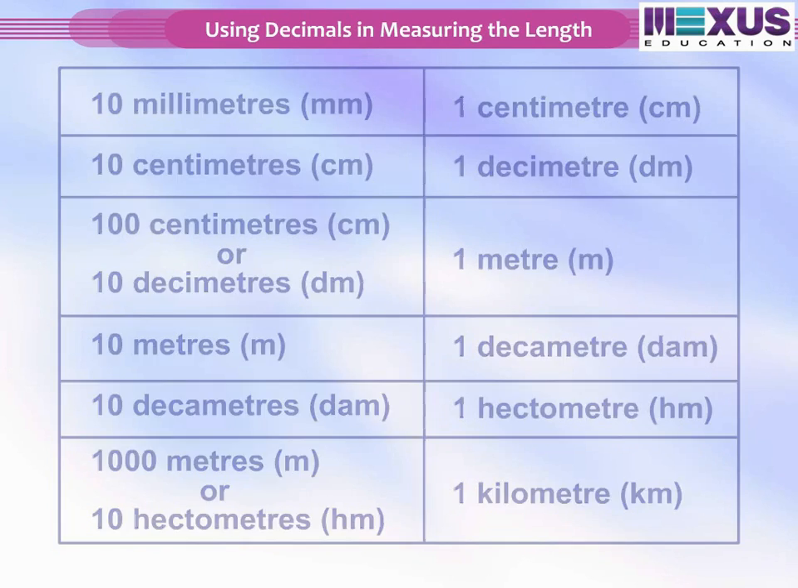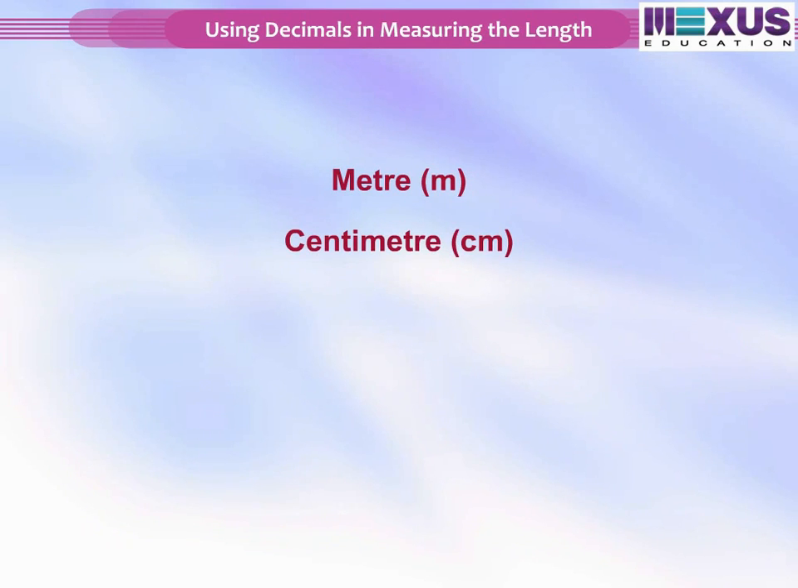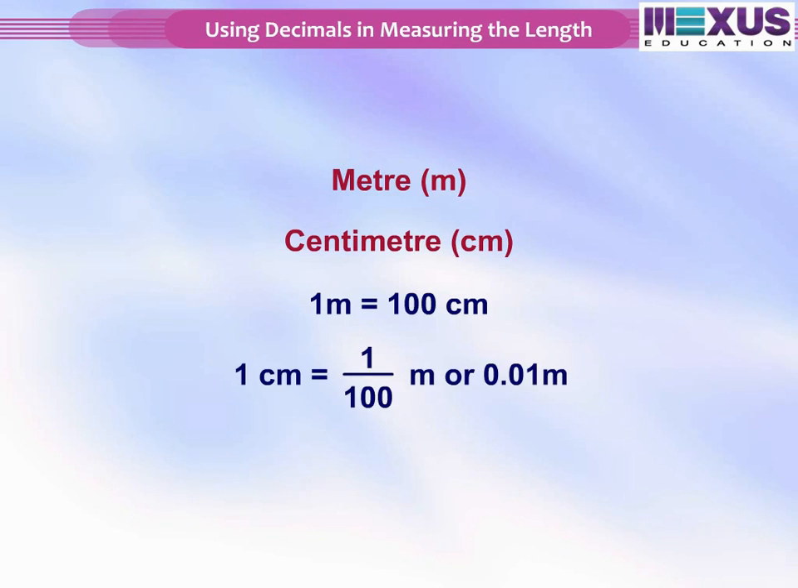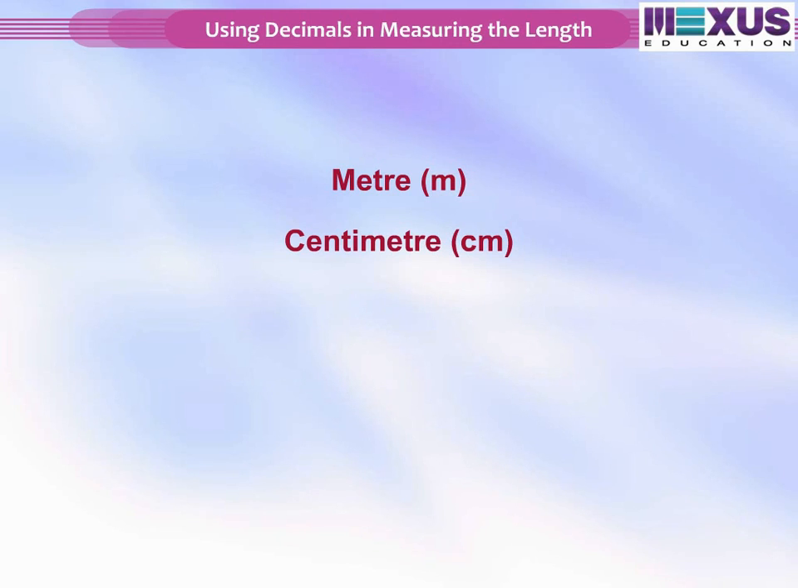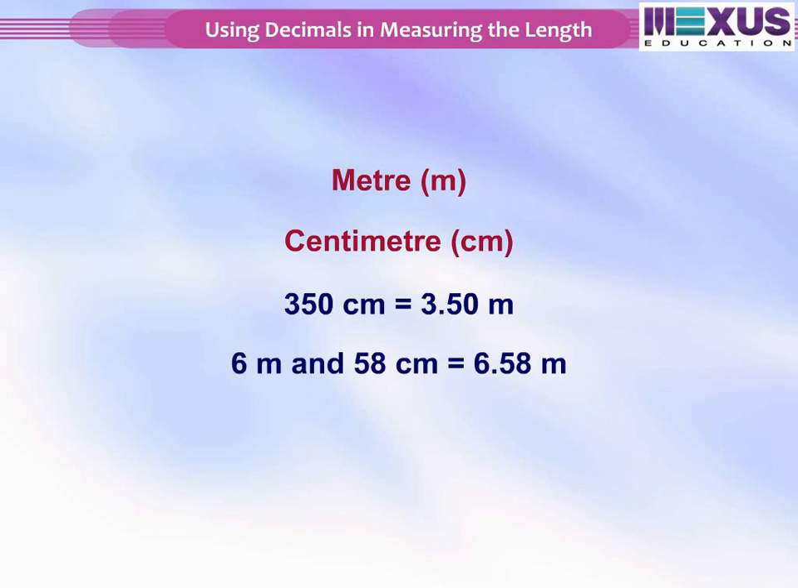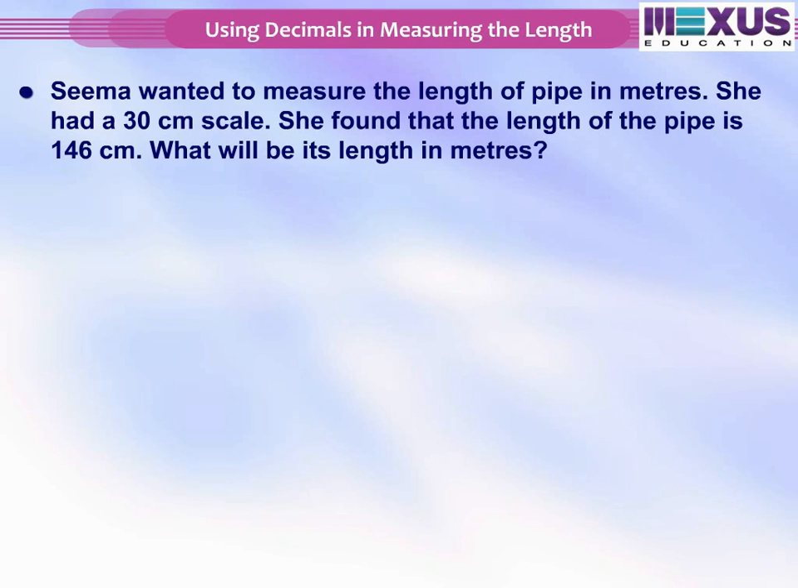In our daily life, we generally use meter and centimeter for measuring lengths. The relation between these two units of length is 1 meter is equal to 100 centimeters, and 1 centimeter is equal to 1 by 100 meters or 0.01 meter. Let's see the relation between these two units of decimal system. For instance, 350 centimeters is equal to 3.50 meters. 6 meters and 58 centimeters is equal to 6.58 meters.